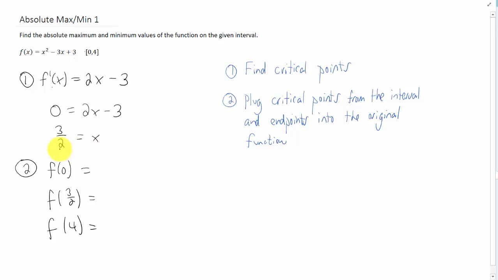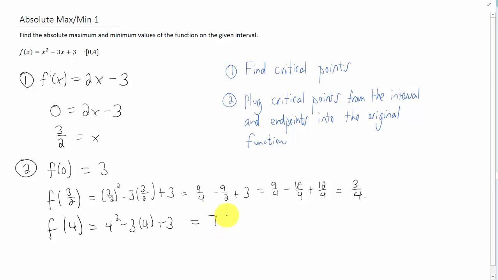And let's see what we get. If we plug in x equals 0 into the original function, we just get 3. Plugging in 3/2 involves a little bit of work with fractions. I'm going to try to use all this space, so I'm going to work horizontally here. I'm just going to find a common denominator, which in this case is going to be 4. And hopefully I didn't make any mistakes there. I'm getting a y value of 3/4 for our critical point. And when I plug in x equals 4, I'm getting a y value of 7.